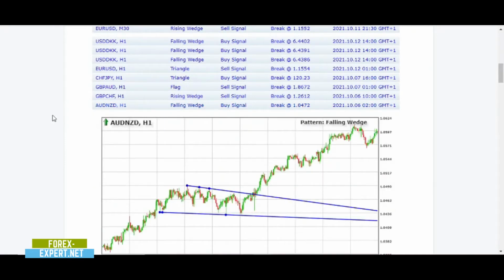We have a falling wedge buy signal, break at 0.472. We got a nice breakout, even though this candle was retesting this 0.442 level, a very important support zone here. Then the price starts to go up, climbing to the 0.607 level. So another good trade.